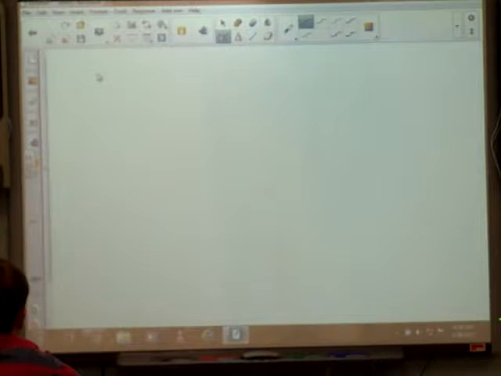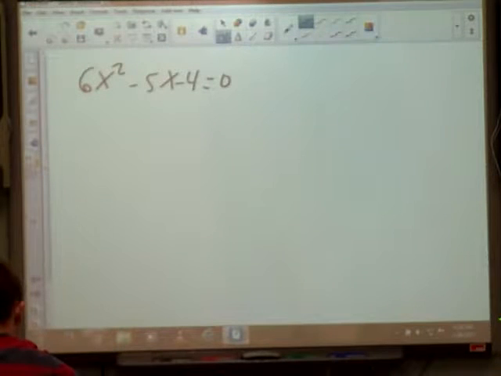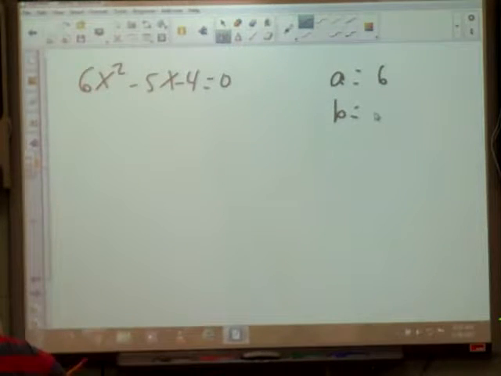Got 6x squared minus 5x minus 4 equals 0. This time I'm going to label stuff with you and then you're going to finish it. What will your A on this one be? 6. What will your B be? Negative 5. And your C? Negative 4. Okay, I want you to solve that.